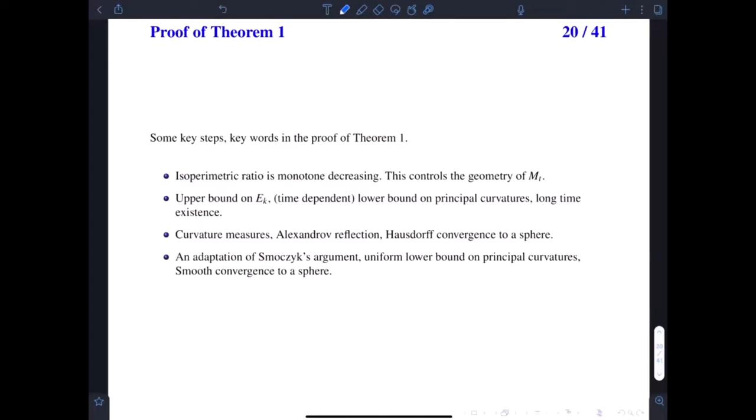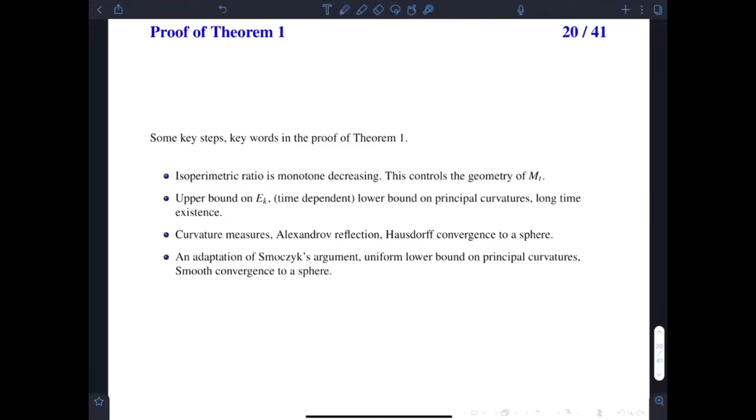Then, secondly, we can derive the upper bound on the EK by using an estimate of tau, and we can also derive a time dependent lower bound on the principal curvature. This means that the convexity is preserved, and from this we can get the long time existence of the flow.